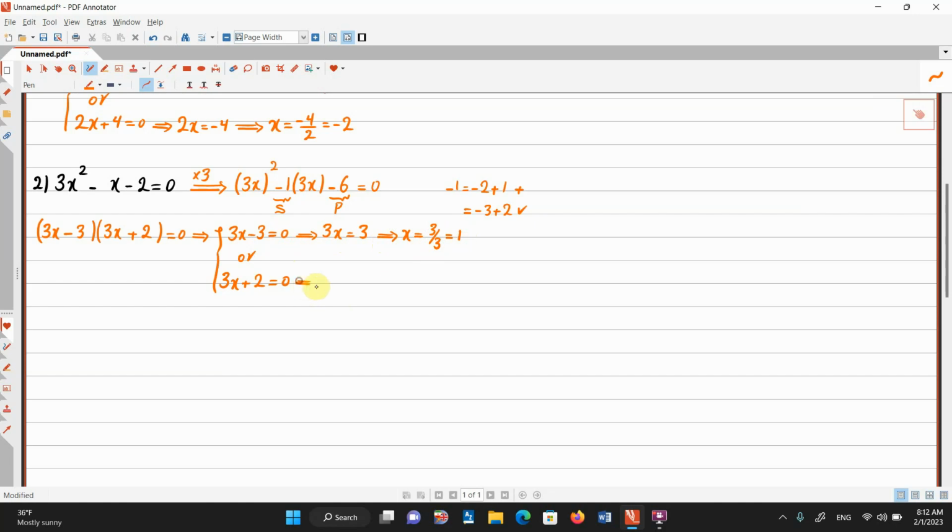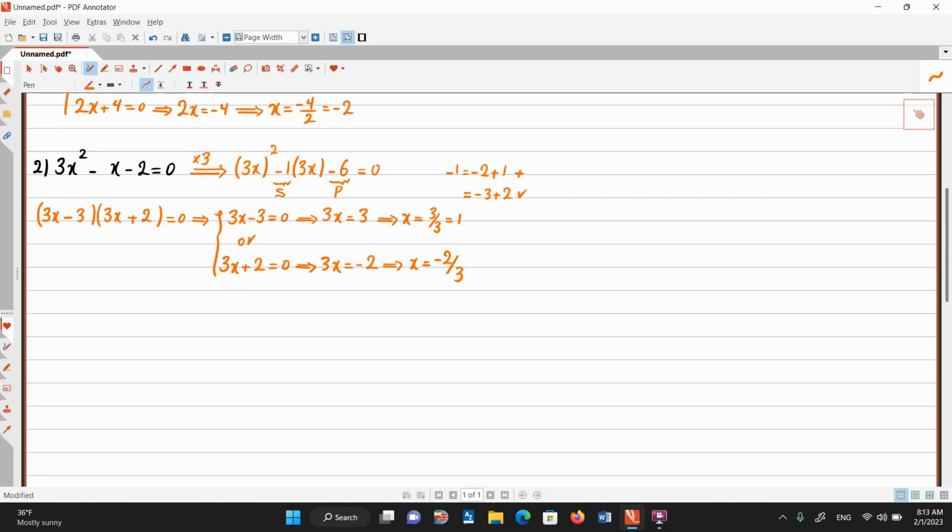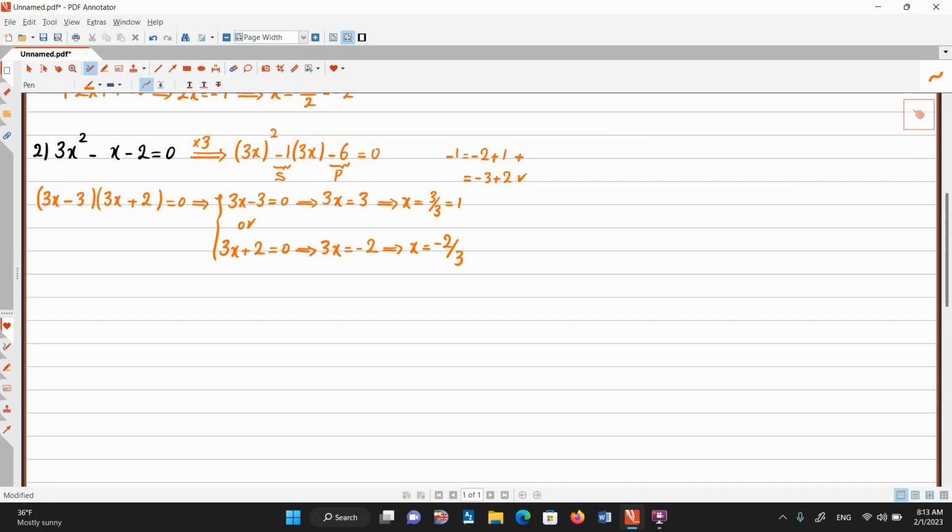And I'm doing the next equation. On the next one, I will follow the same procedure. 3x equals negative 2. Then dividing both sides by 3 will result in x equals negative 2 over 3. And we got the solutions.